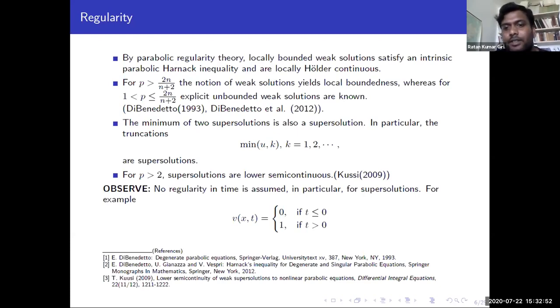But there are some things which work. We can truncate. So take a solution and truncate it. Then you do not have a solution anymore, but you do have a super solution, which is a good thing there. And also, the super solutions for the case p bigger than 2 are lower semicontinuous. One important observation here is that when we talk about solution, then the PDE tells us some regularity in time. But when we talk about super solution, the PDE does not tell us anything about regularity in time. For example, if you take this step function, it is a nice function and constant locally. It is not a solution, but it is a super solution.